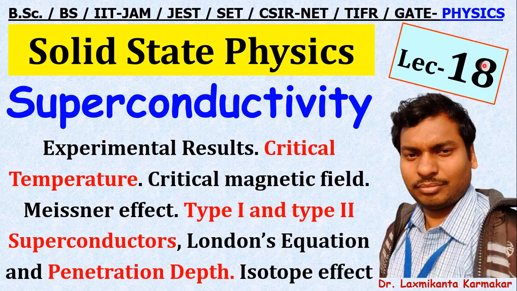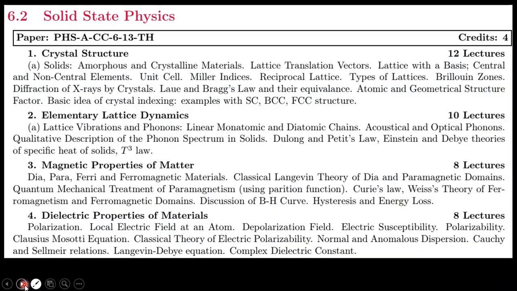This is lecture number 18 on solid state physics. Today we want to discuss superconductivity. In this part we will discuss the experimental result, then critical temperature, then critical magnetic field, then Meissner effect, type 1, type 2 superconductor, then London equation, then penetration depth and isotope effect. All these things will be discussed in this lecture series.